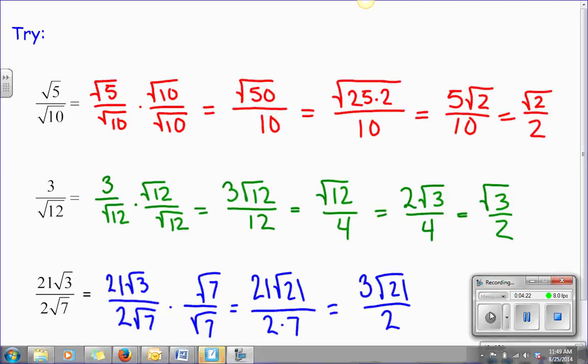I just want to point out in the very last example, you don't have to multiply by the full denominator. You don't have to multiply by 2 square roots of 7. You just have to multiply by the square root of 7 because that's all it'll take to rationalize your denominator. Okay.